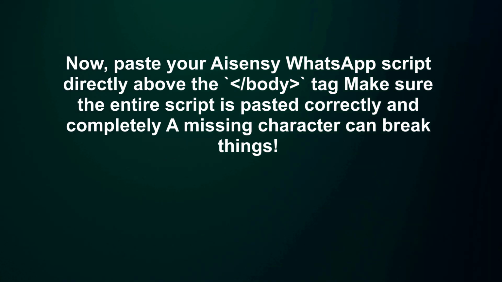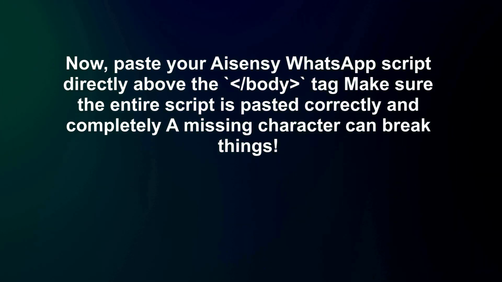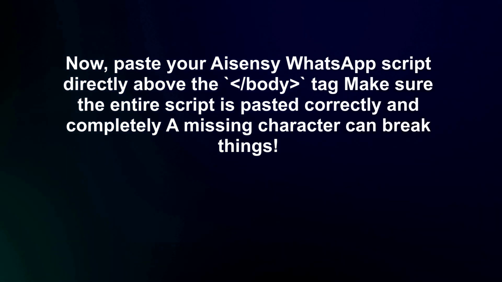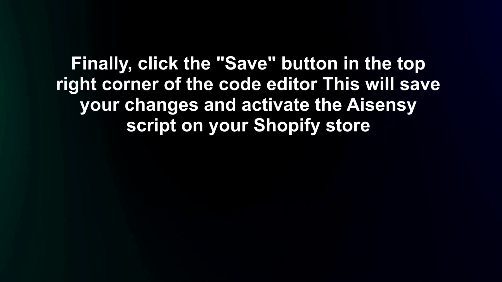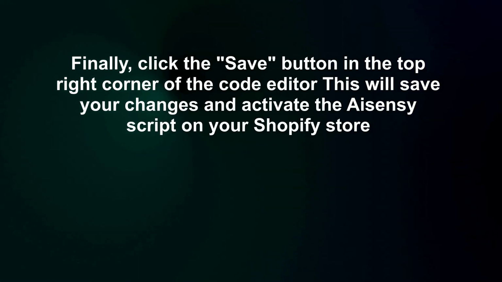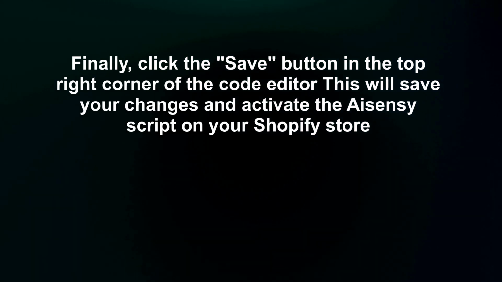Make sure the entire script is pasted correctly and completely. A missing character can break things. Finally, click the Save button in the top right corner of the code editor. This will save your changes and activate the Aisensy script on your Shopify store.